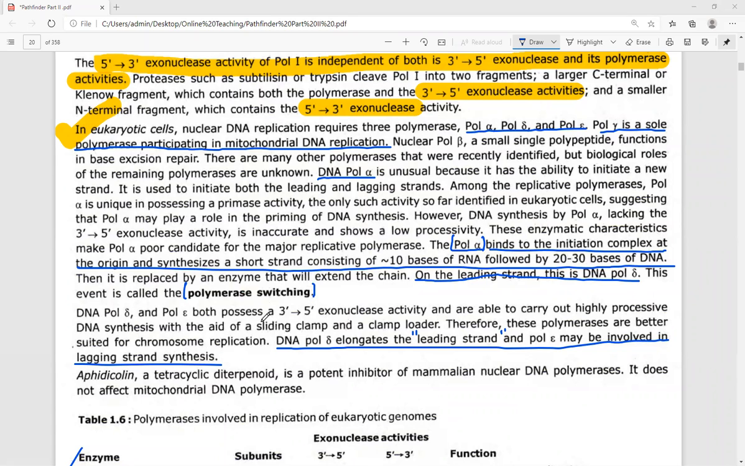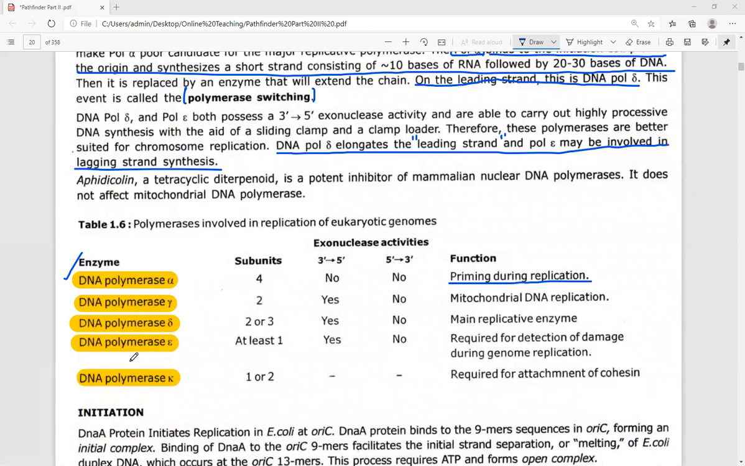Now, DNA biosynthesis proceeds with the help of DNA polymerase having 3' to 5' exonuclease activity, which is able to carry out highly processive DNA synthesis so that no wrong bases are incorporated. DNA polymerase delta elongates the leading strand, and it is the epsilon that synthesizes the lagging strand. The antibiotic or chemical agent referred to as aphidicolin is a potential inhibitor of the mammalian nuclear DNA polymerase.